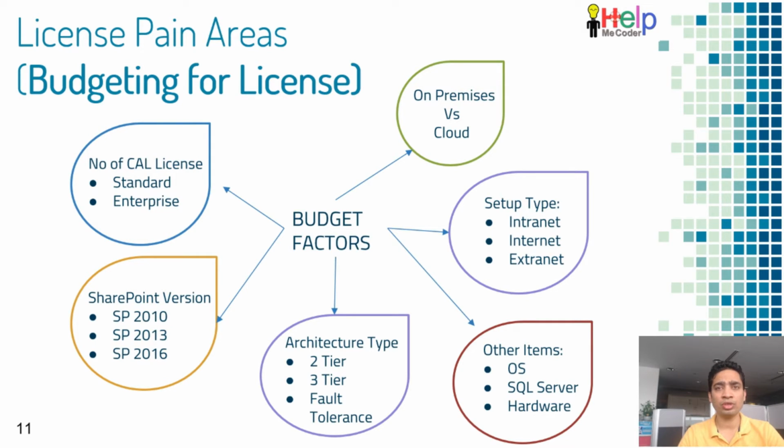So these are all components. I have covered some of them in my earlier slides, but in the next slides, I will be showing you how the prices are calculated for all these components, and we will be taking a small farm and a medium farm into consideration.